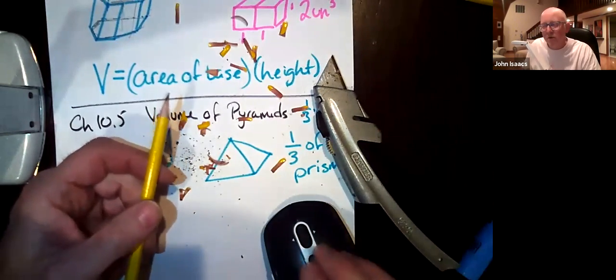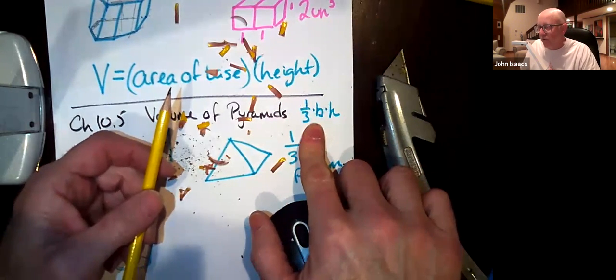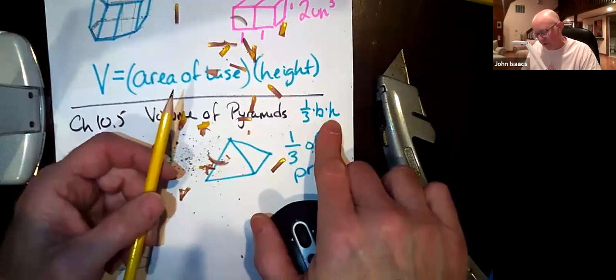Try the work in the book. You are going to use a formula like that. Volume equals 1/3 of the area of the base times the height. So 1/3 times the area of the base times the height.